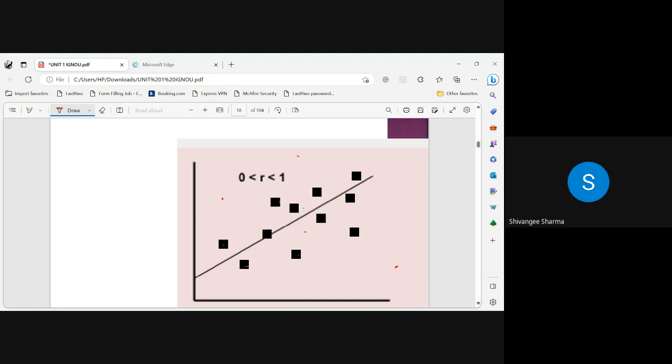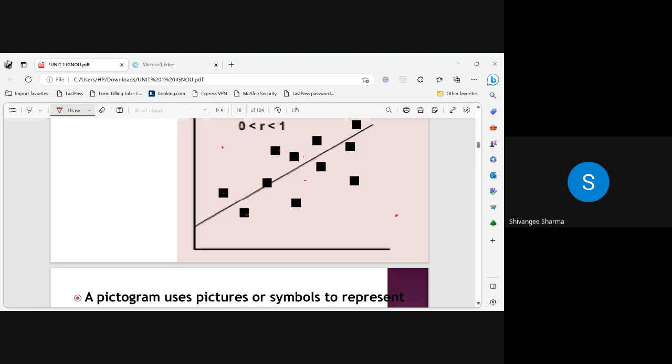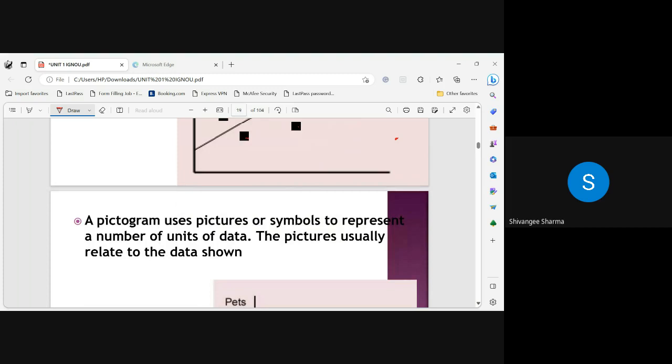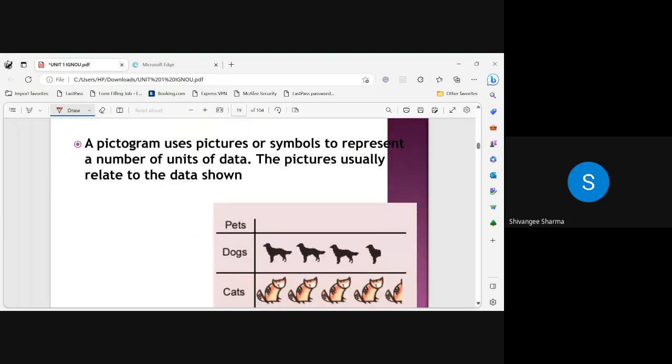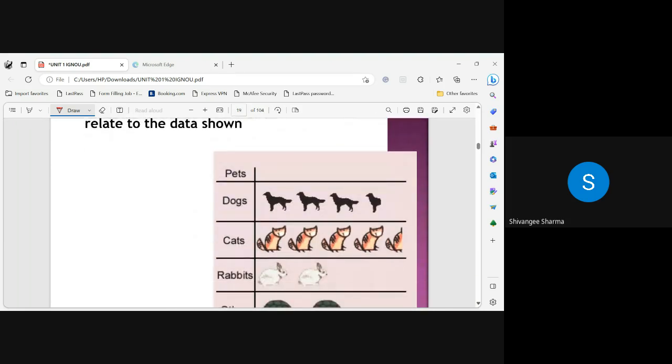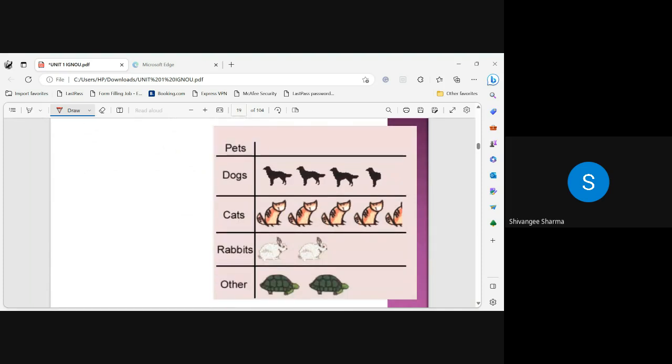So a scatter diagram helps you analyze two sets of data. It is a very useful diagram and it helps to analyze a very important characteristic in statistics, which is correlation. This is a simple pictogram. It is generally used in nursery, LKG or kindergarten classes to do counting, etc. This is what a pictogram looks like.